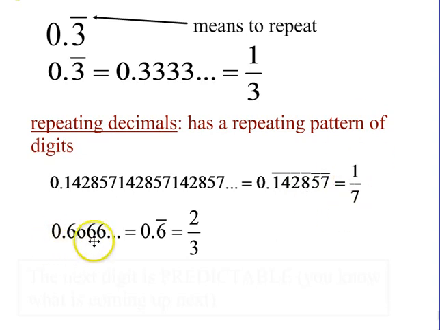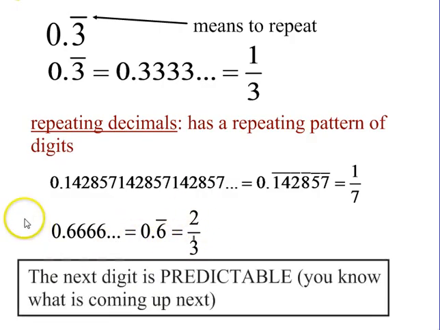How about 0.666666 repeating? Well, it repeats. I can tell what's coming up next, and it happens to be 2/3. So if it's predictable, if you can tell what the next digit's going to be, then it's a rational number.